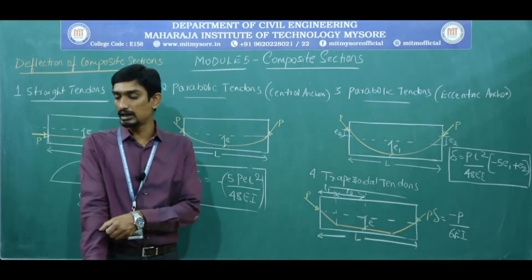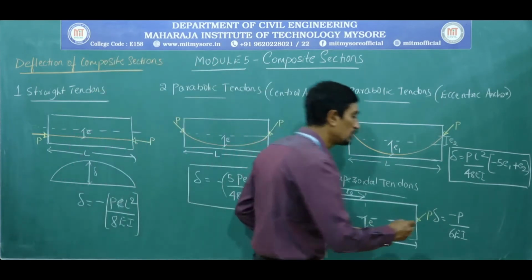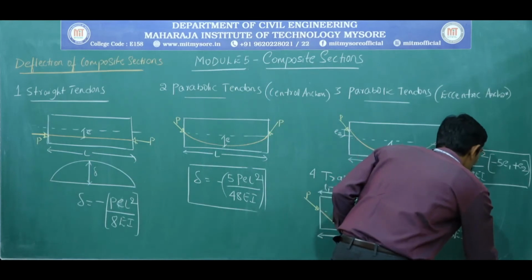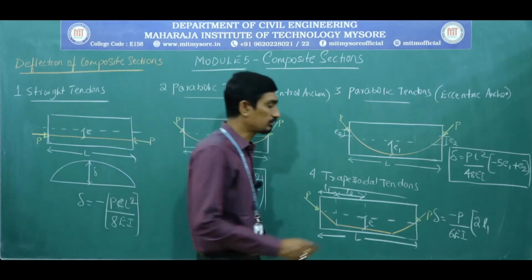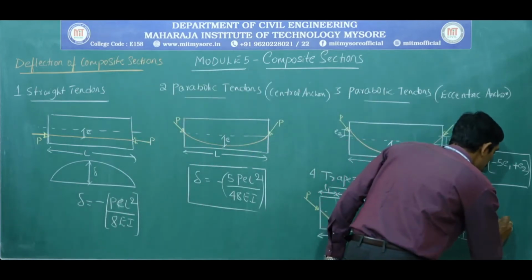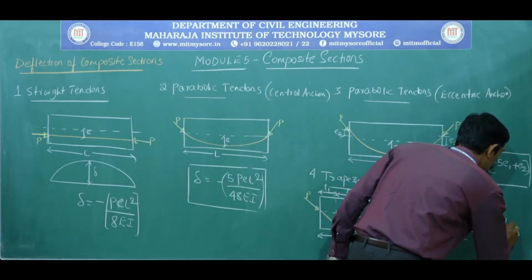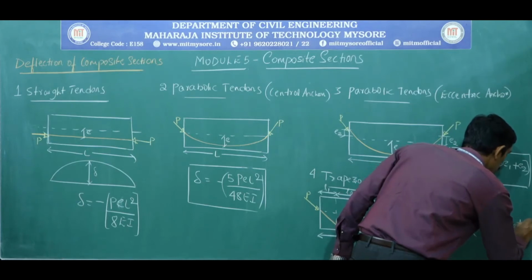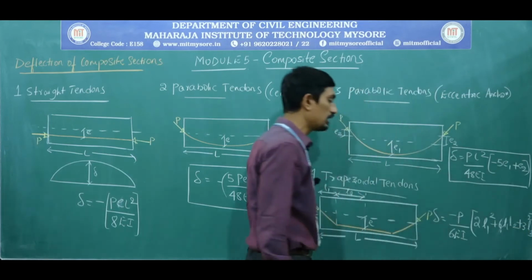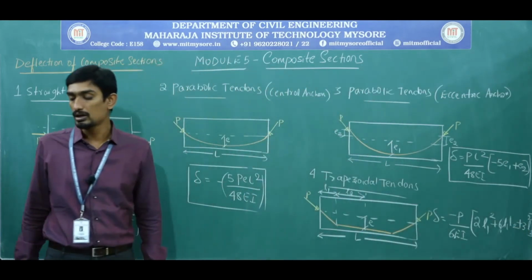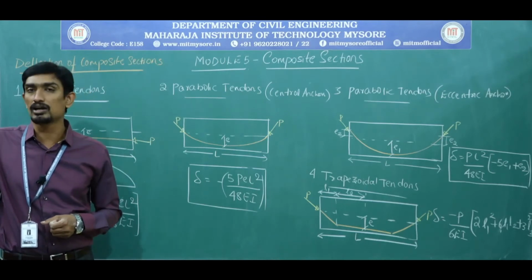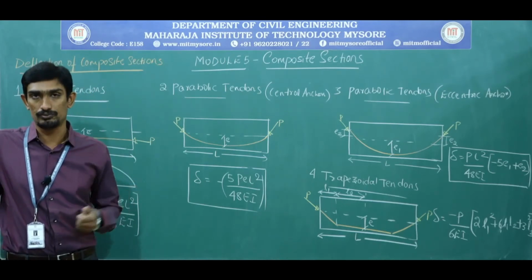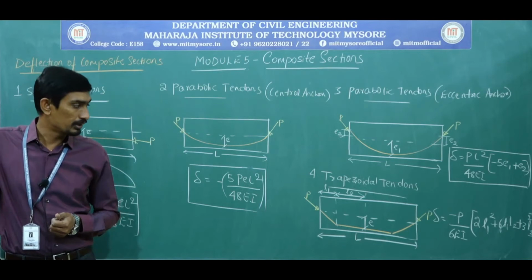You already know why it is a minus. Okay, next: 2L1 square plus 6L1 L2 plus 3L2 square. Okay, 2L1 square plus 6L1 L2 plus 3L2 square. You need to be very careful with respect to L1 L2 here also. Did you get my point?